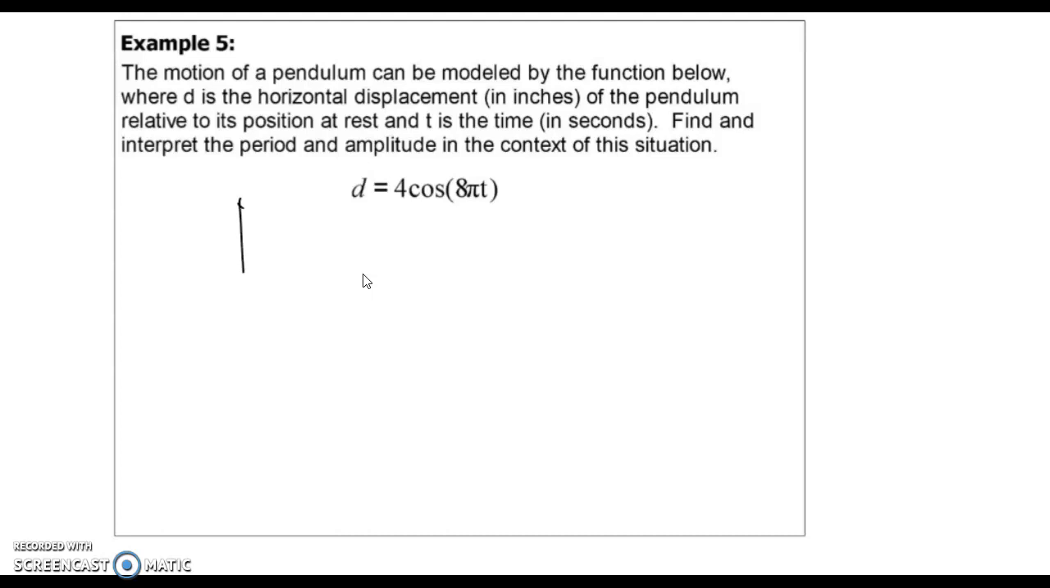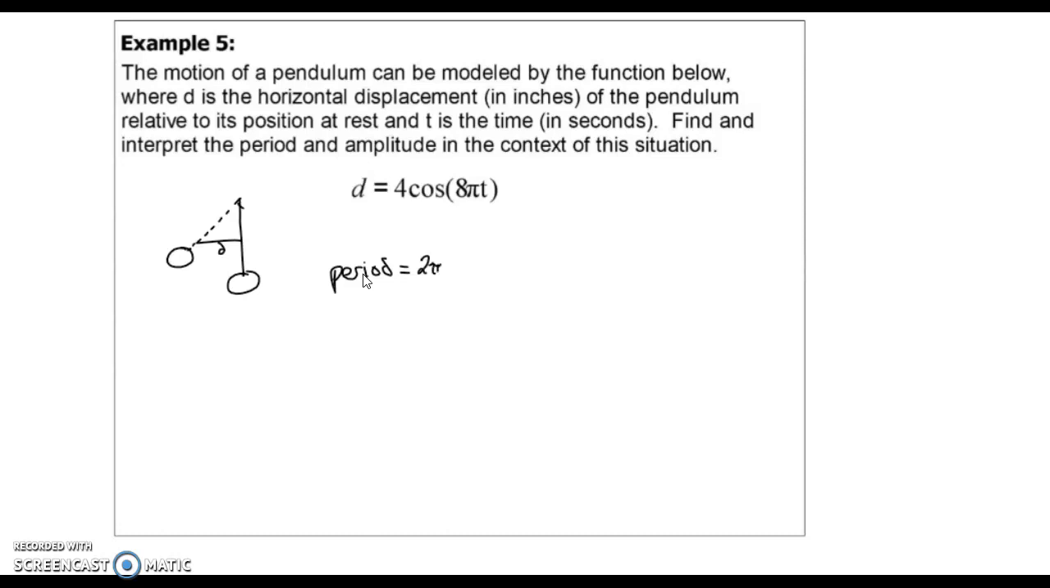So what that means is, if you picture the pendulum like a clock, for example, and then when it swings this way, D is going to be your horizontal displacement, so how far apart it is right here. And T is the time in seconds that it has swung. So it's going to go back and forth. That makes it a cyclical function, which is why a sine or cosine function fits this scenario perfectly. Okay, so it says find and interpret the period and amplitude in the context of the situation.